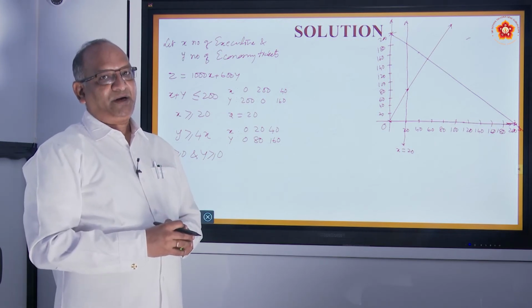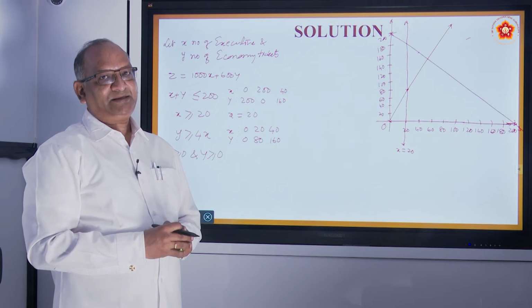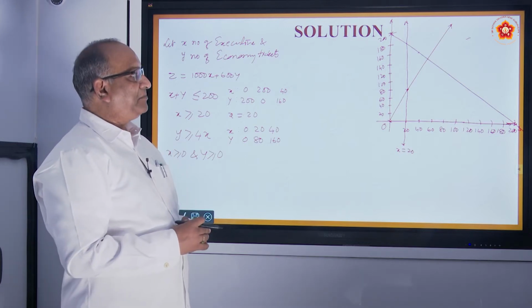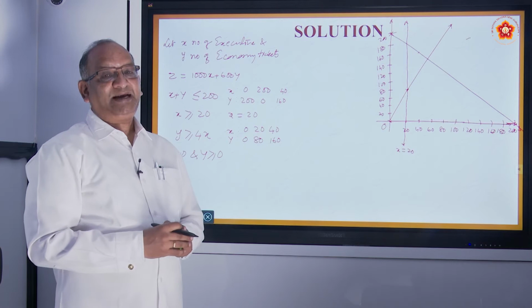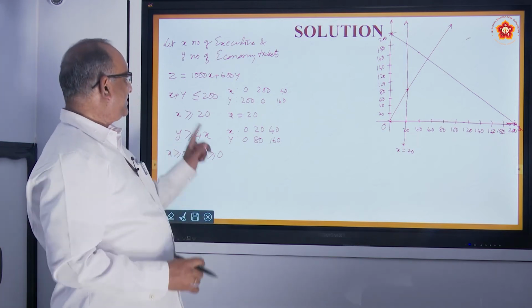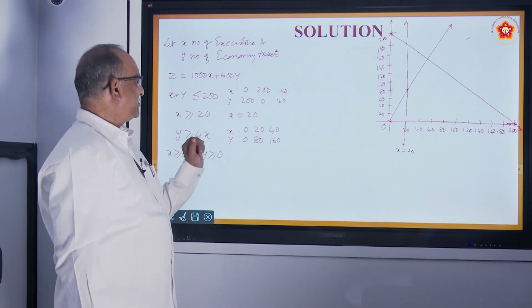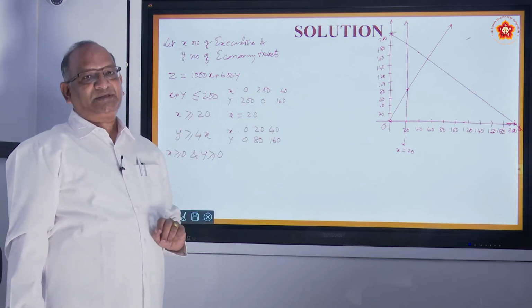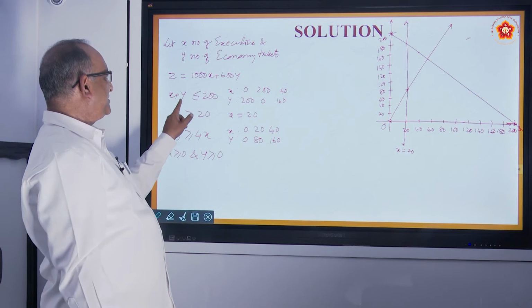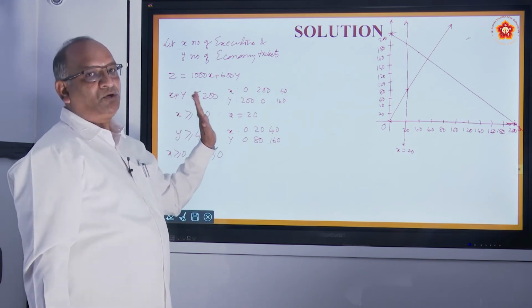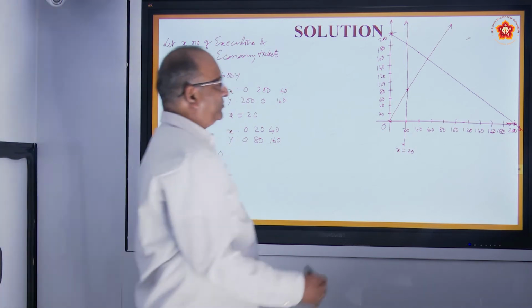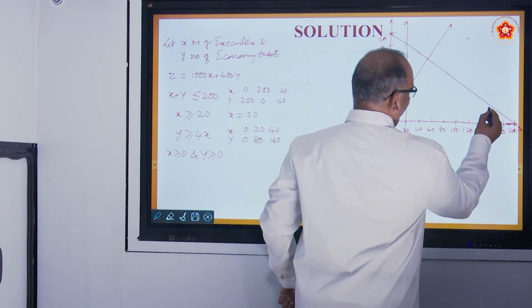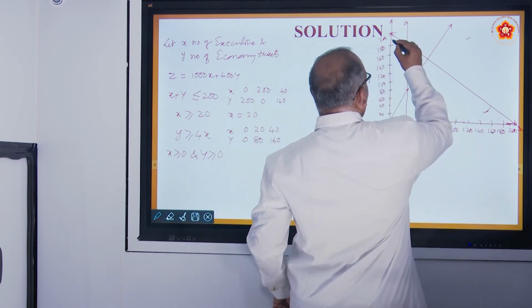Now what is important is to know where they are meeting each other. But before that we need to shade. For the first one, because the first line is not passing through origin, substitute 0, 0: 0 plus 0 is less than or equal to 200. So toward the side of origin. So for the first one, we need to shade this side.